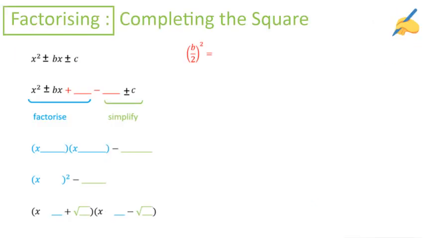This is the formula we follow to factorise by completing the square. I'll get you to copy this into your books, and on the next slide, I'll explain what each part means. This is the formula to follow to complete the square. If you follow this exactly, you should get it right every time.